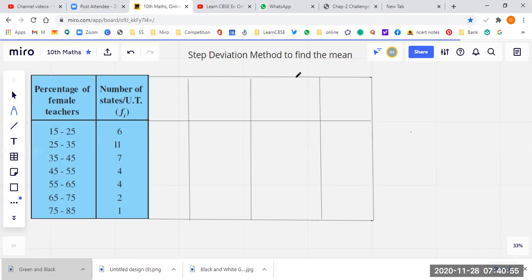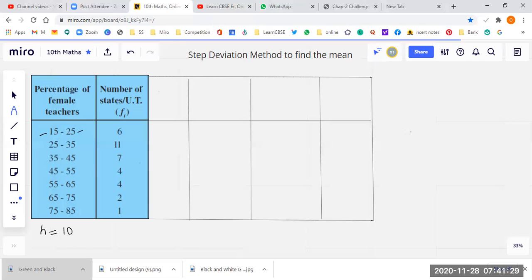So students, as we have been doing, this is our class interval, right? We are also able to observe that the class size is all the same. Class size h is equal to how much? 15 to 25, that is 10. Upper limit 25 minus lower limit 15. Class size is the same, equal to 10. In the step deviation method, we can also do sums where the class size is not the same. We will be doing one such sum.